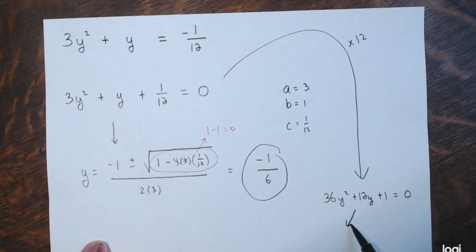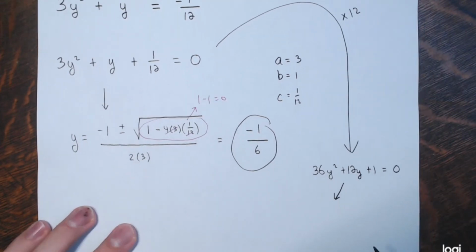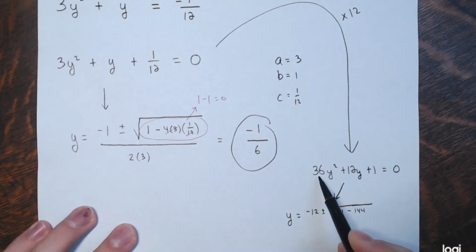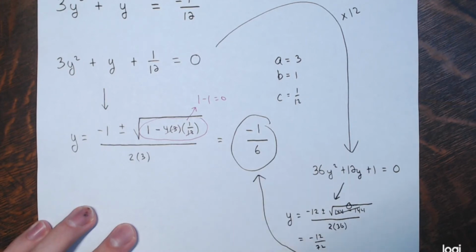And then if I use the quadratic formula here, we'd have y equals negative 12 plus or minus the square root of 144 minus 144, because it'd be 4 times 36, which is 144, times 1. And then divided by 2 times 36. And this is 0, so that's gone. And then you get negative 12 over 72, which is indeed negative 1/6. So either way you do it, you end up with negative 1/6.